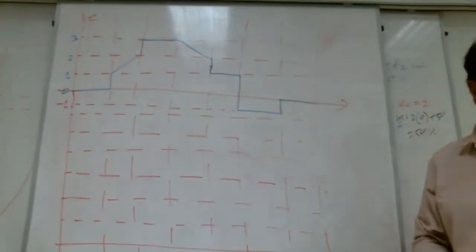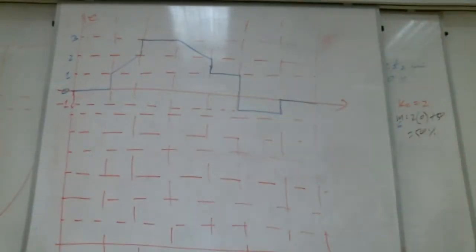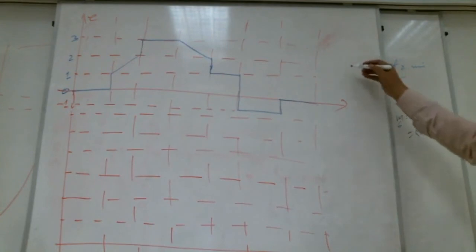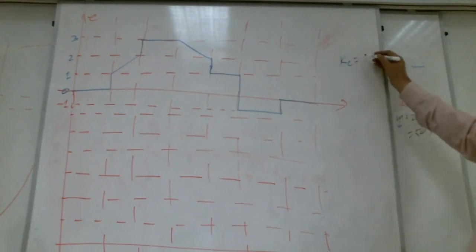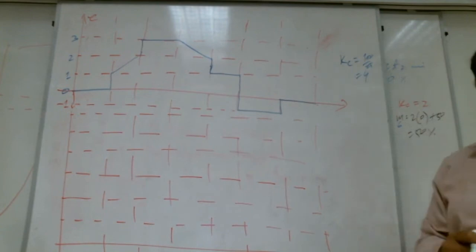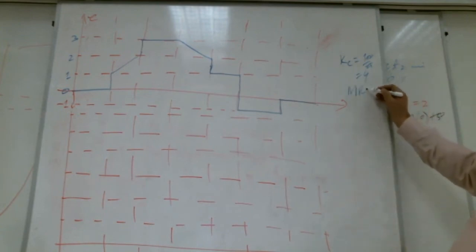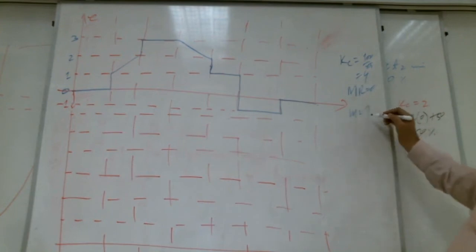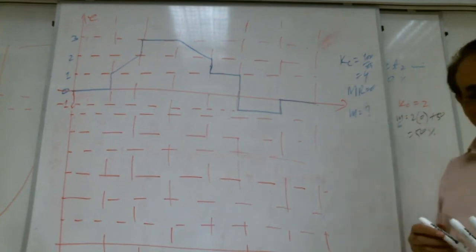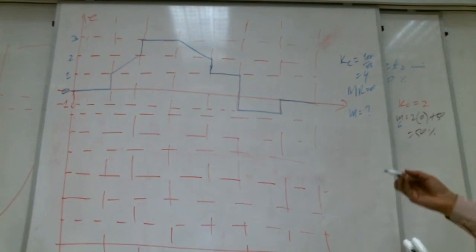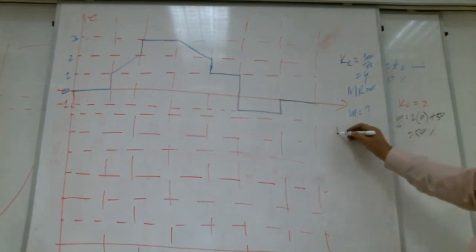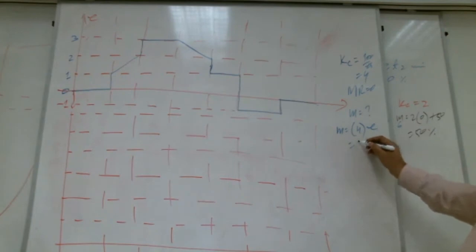How much is the proportional band? 25%. So Kc is how much? 100 over 25, 4. Luckily, MR is not given. MR is 0. So we need to find M. M is equal to what, Shabab? Kc times E plus MR, so 4E.